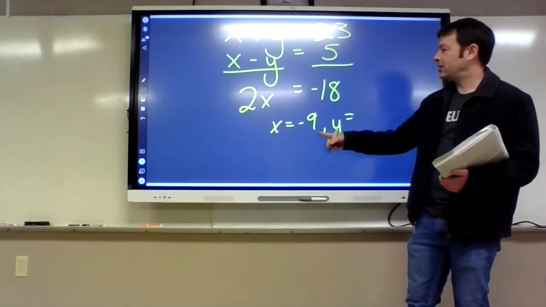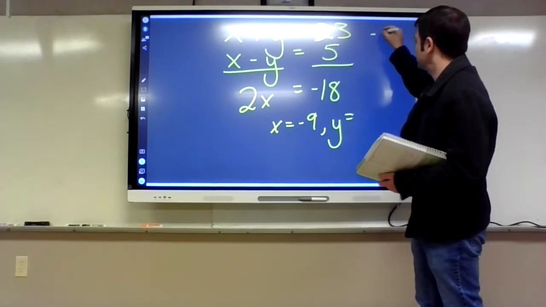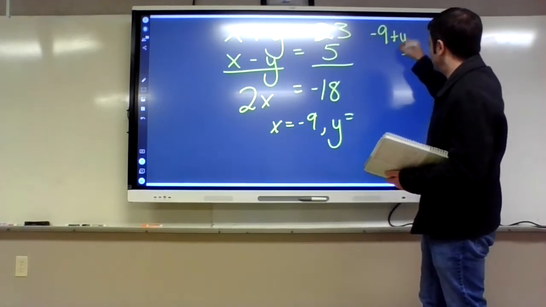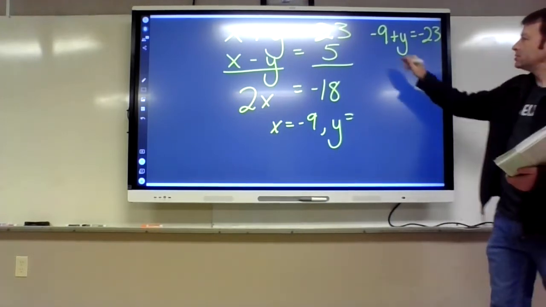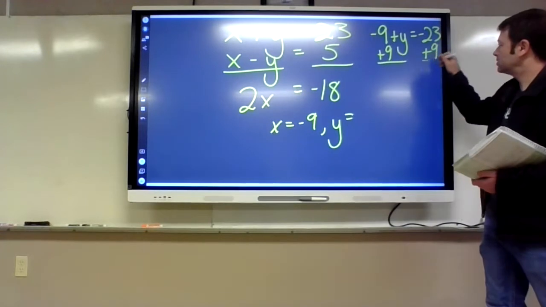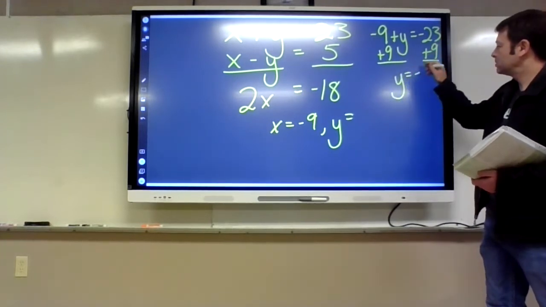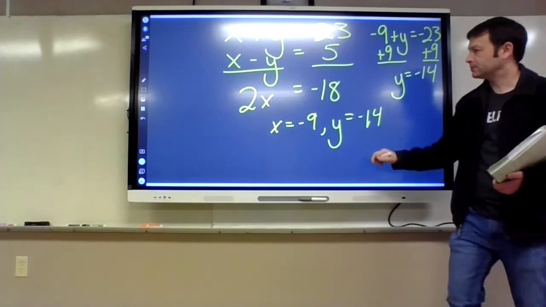Okay, once you get x, plug it back in somewhere. Negative 9 plus y equals negative 23. So if we add 9, we get negative 42.